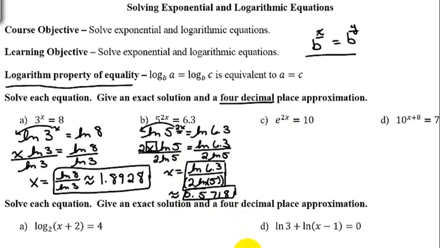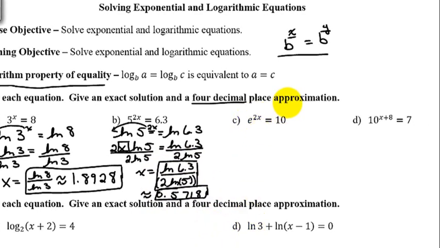Okay, our next example, e raised to the 2x is equal to 10. Up until now, you could have used either the natural log or the common log. It doesn't matter which one you use. When you have e raised to a power, it is slightly less work if you use the natural log than if you use the common log. So if I take the natural log of both sides of this, I'd get the natural log of e raised to the 2x is equal to the natural log of 10.